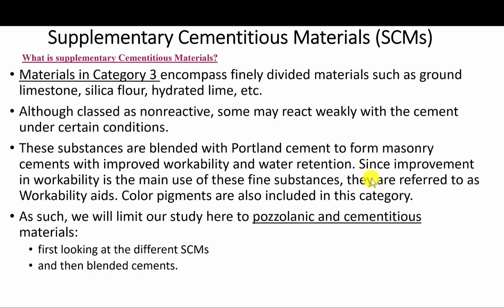As we said, since the improved workability is the main use of these fine substances, they are also referred to as workability aids. Color pigments are also included in this category. Since these products are not really of much benefit as supplementary cementitious materials, we will confine our discussion to the pozzolanic and cementitious materials. First, considering the different classes of these materials, and then the use of blended cements after that.